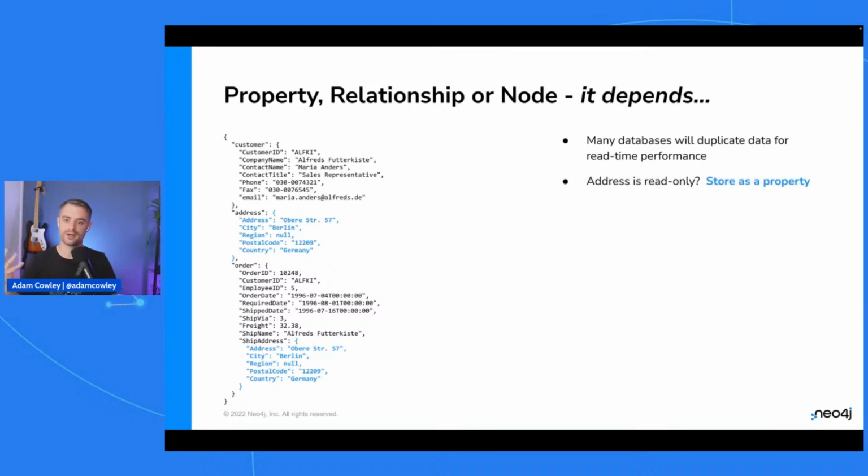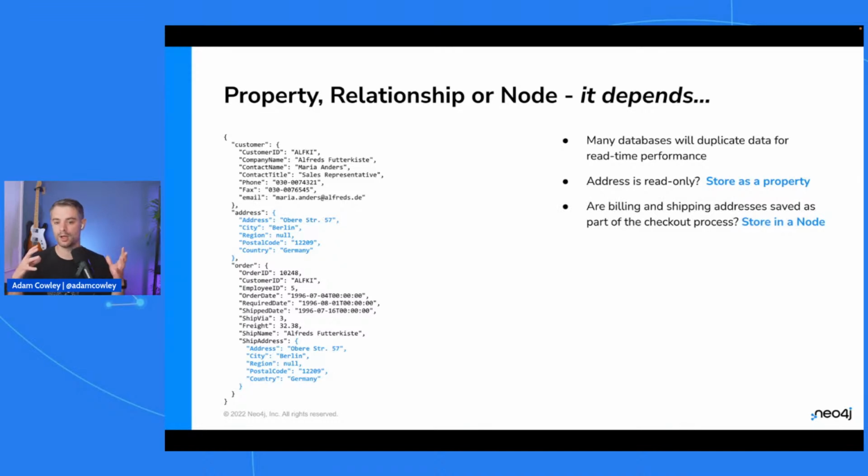But if that address is read only, it's never going to be queried through, it's just something that you see in the data, used once and then thrown away or ignored, store it as a property. It makes absolute sense to do that. It's less disk space to store a property in Neo4j than it is to store a relationship. So it makes sense to just duplicate that data, and then we can just read it back as and when we need to.